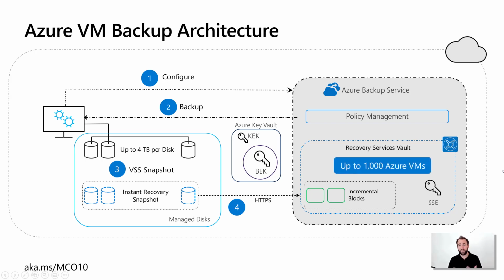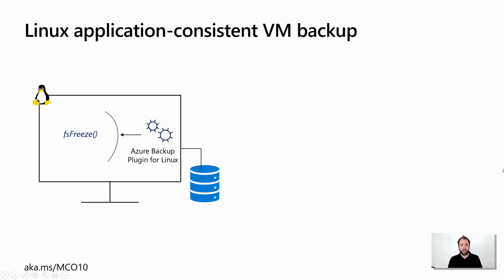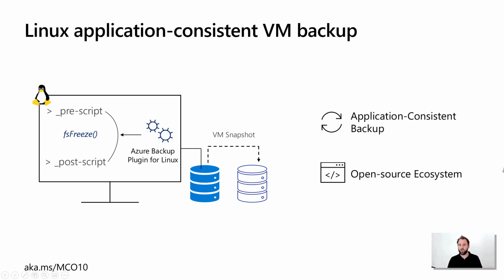One recovery vault supports up to 1,000 virtual machines, which you can then back up to it. On the Linux side, to make it consistent, we use a file system freeze. In that case, we can run a pre-script and a post-script if we want to when the backup is done, to make sure that the application is backed up in a consistent way, depending on your applications and whatever you're running there.